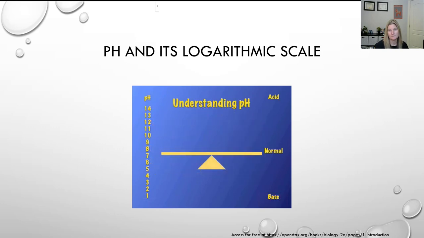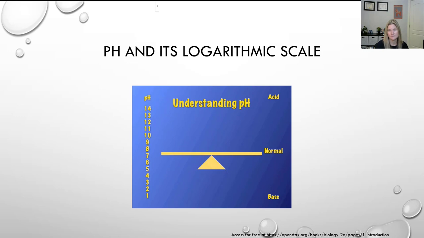So I came up with this seesaw thing to help you understand how pH works. You'll see on the left-hand side the pH scale going from 1 up to 14. 7 is normal. Anything higher than 7 is considered alkaline. Everything lower than 7 is considered acidic.